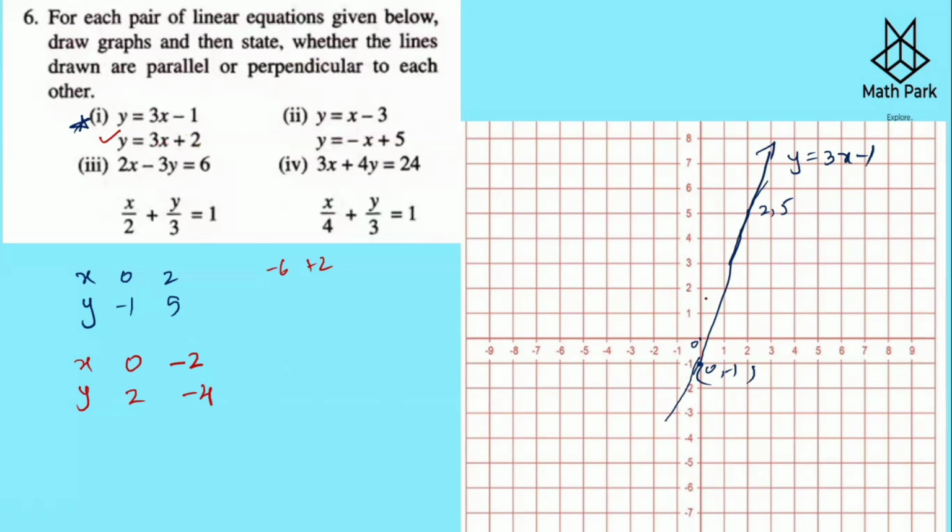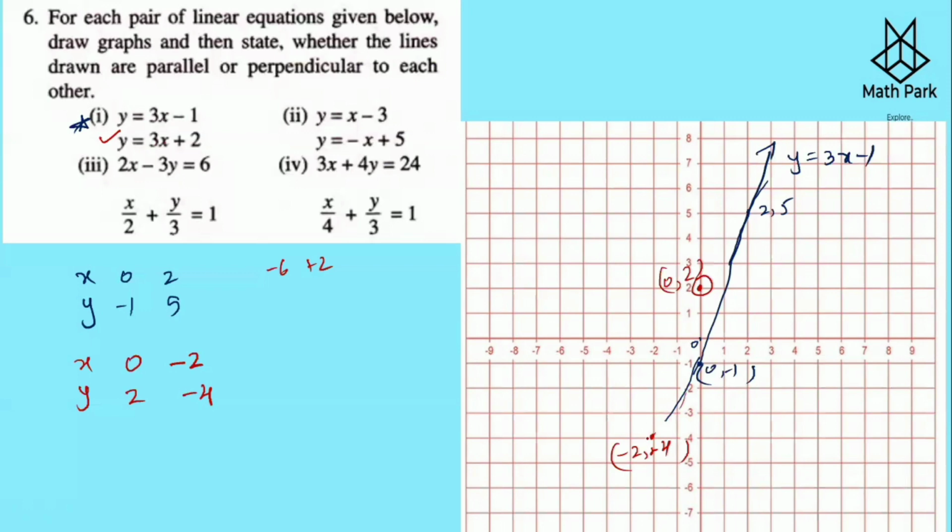X is 0 and y is 2. (0, 2) is this point. The next point is (minus 2, minus 4). So x is minus 2 and y is minus 4. Minus 2 and minus 4 is this point. And let us draw these lines.